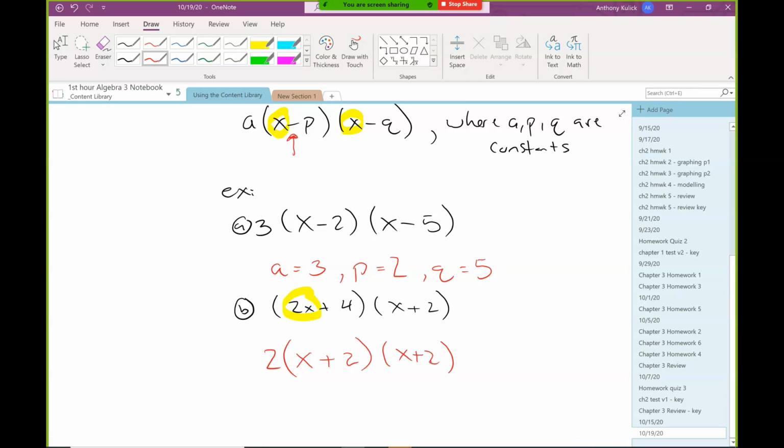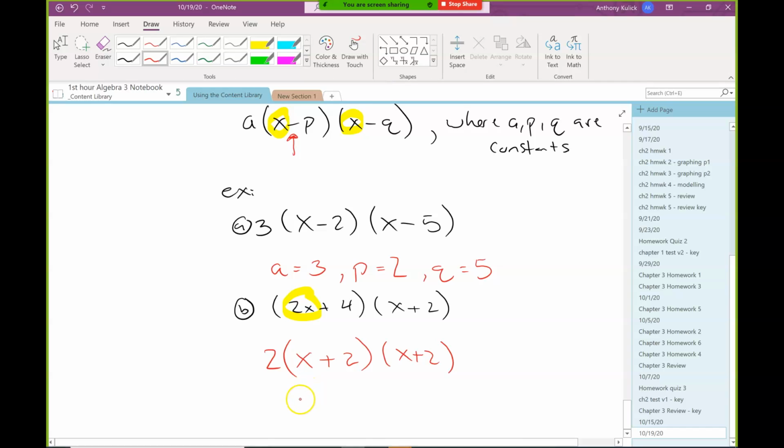Is everybody okay with that? Again, taking a greatest common factor off is something that you should remember from your Algebra 1 class, or even pre-algebra. You should have practiced that skill quite a bit. An easy way to check that you've done it correctly is to distribute that 2 back through. You should have the same thing that you started with.